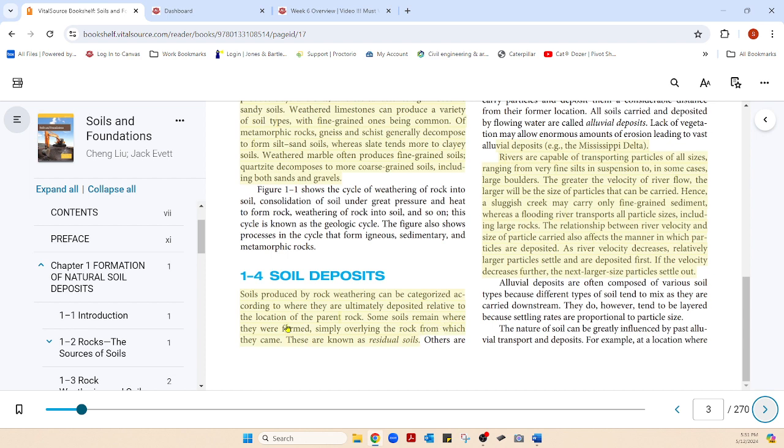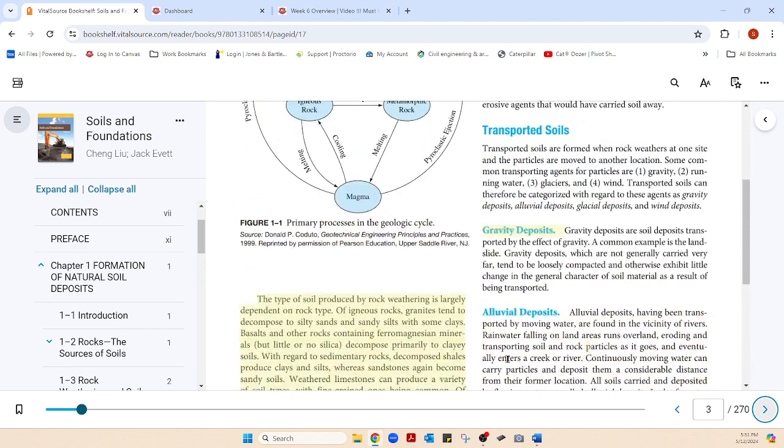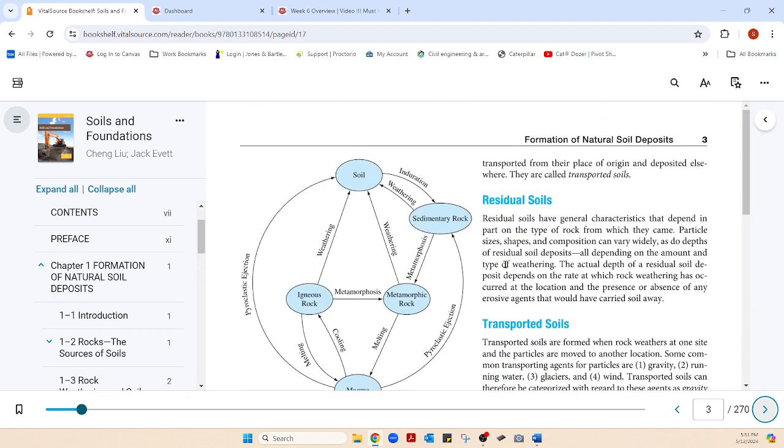Some soils remain where they were formed, simply overlying the rock from which they came. So they cover themselves up. These are known as residual. Residual just means leftovers, they just stayed there. You get into some more, here they are again, have a general characteristic that depends on the rock type.